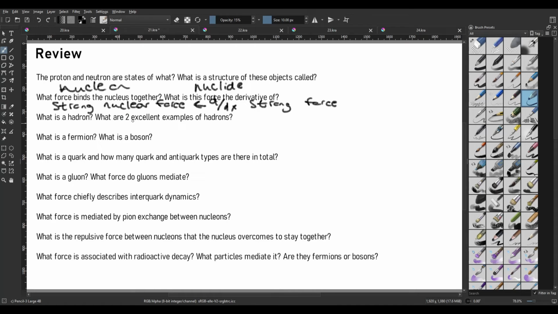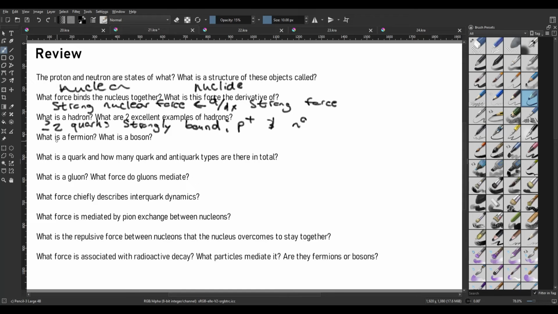What is a hadron? What are two excellent examples of hadrons, however you'd like to say it? A hadron is two or more quarks bound together by the strong force. Quarks will say strongly bound. Two excellent examples of hadrons are protons and neutrons. Because they are three quarks, up and down quarks with a 2 to 1 or 1 to 2 ratio between the two. And by definition, those are hadrons.